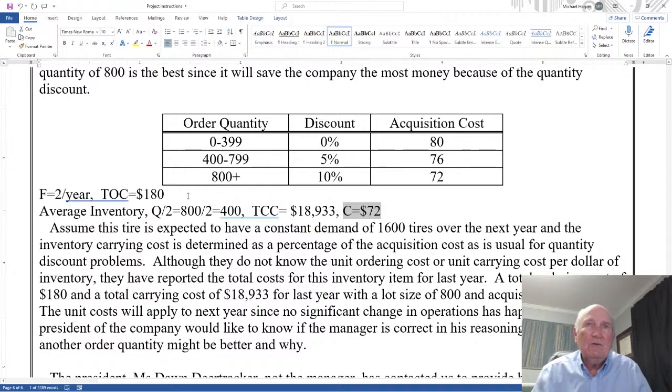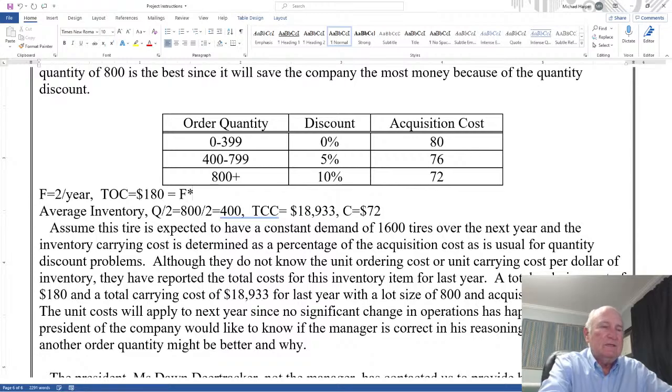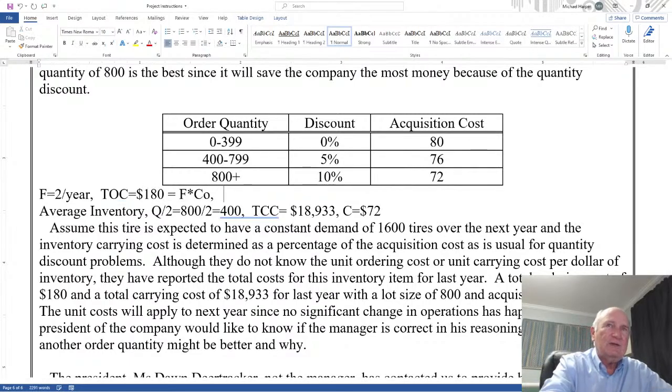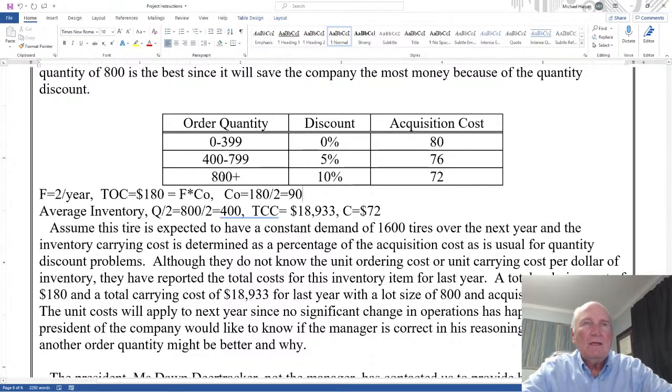Oh, okay. Well, what does the total cost equal? It equals the F times the unit ordering cost. Right? Well, if we know F, which is 2, we'll then put a 2 in here, and 180 equals 2 C sub O, solve for C sub O. Well, I think you and I can do this. C sub O is simply 180 over 2. What's 180 over 2? It's 180 divided by 2, which equals 90. So the cost is 90.